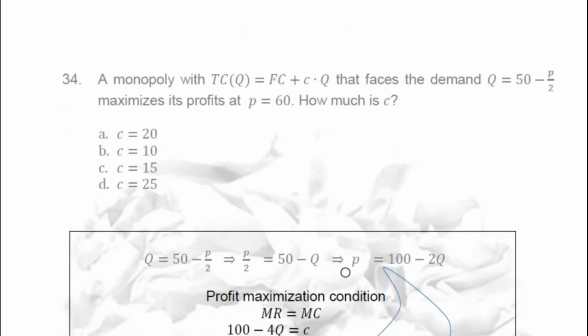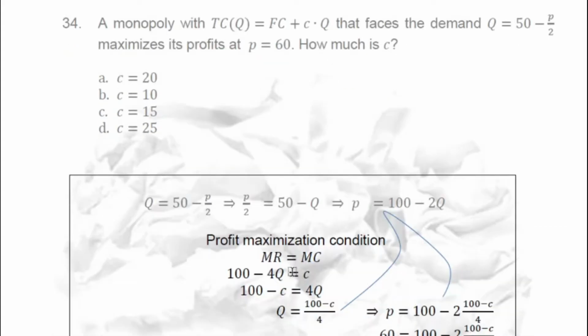So, of course, first of all we find the inverse demand. From here we isolate P, we have 100 minus 2Q, and then the profit maximization condition, 100 minus 4Q equal to marginal cost, that is C. 100 minus C equal to 4Q, then Q equals (100 minus C) divided by 4. With this quantity, the monopolist goes to the inverse demand, that is 100 minus 2 times this.